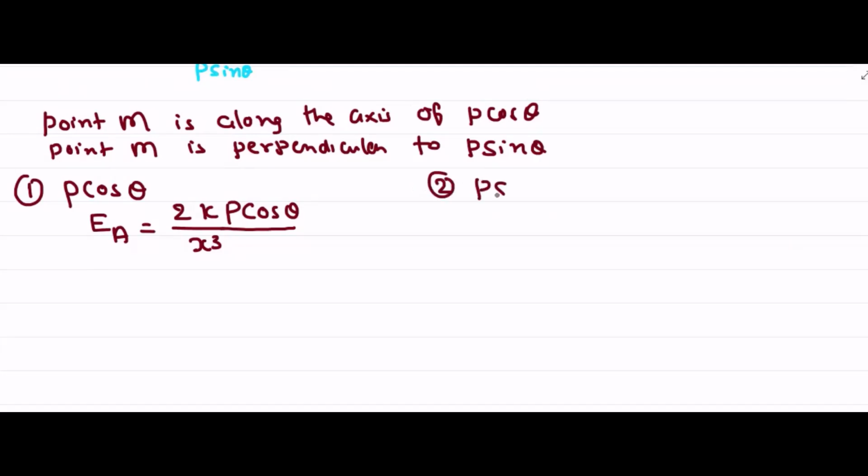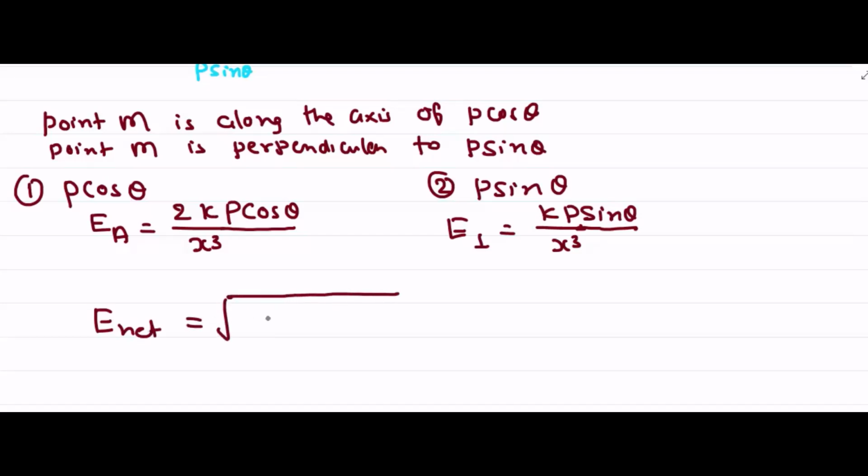For p sin theta, E perpendicular we know is kp by x cube. But in this case, the point M is perpendicular to p sin theta, so I will have p sin theta, not simply p: kp sin theta upon x cube. So very easily I have found the magnitude of the electric field along the axis and perpendicular. And therefore, E net is equal to square root of E axis square plus E perpendicular square.